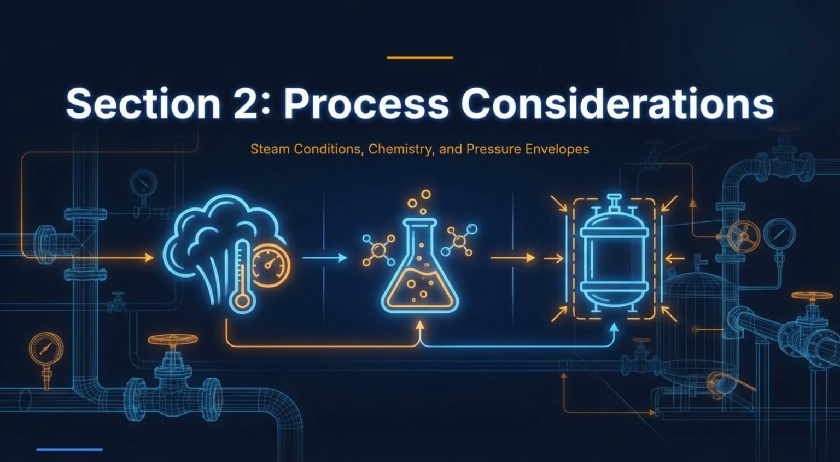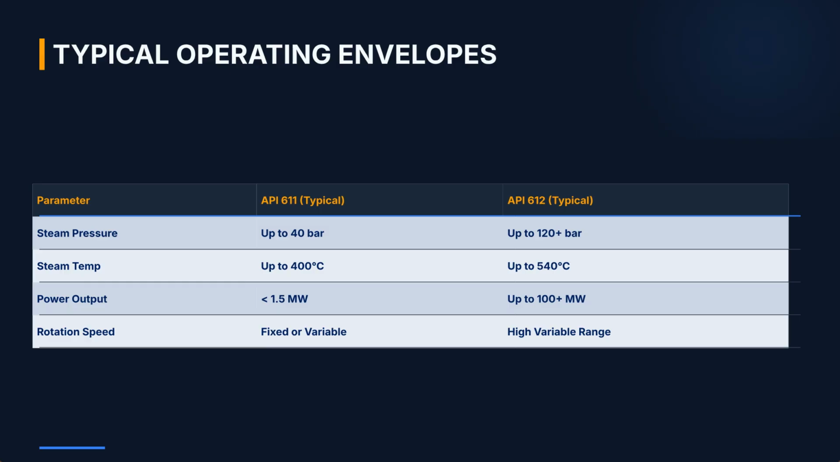Now, let us look at the operational environments these turbines must withstand. The operating envelopes vary significantly. While a typical API 611 turbine handles steam pressure up to 40 bar and temperatures up to 400 degrees centigrade, an API 612 can handle 120 plus bar and 540 degrees centigrade. Power output is another major differentiator. API 611 is usually below 1.5 megawatt, while API 612 can scale up to 100 plus megawatt.